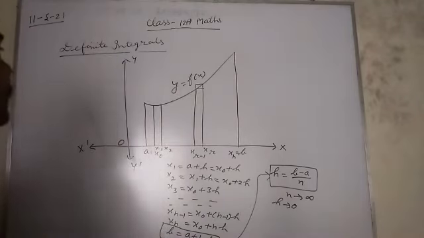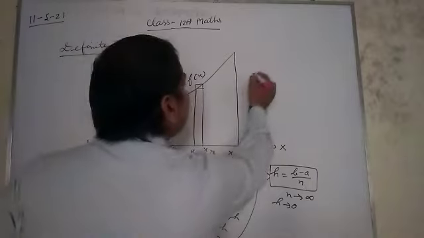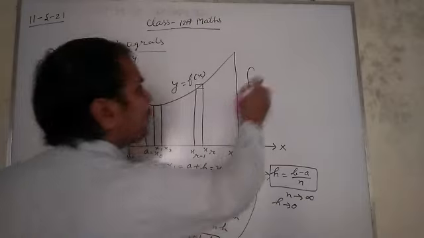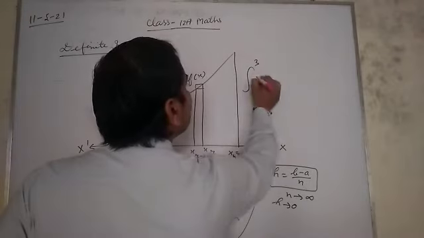What is the meaning of this? Suppose you understand it with one simple example. Suppose the integral from 1 to 3 of x dx.